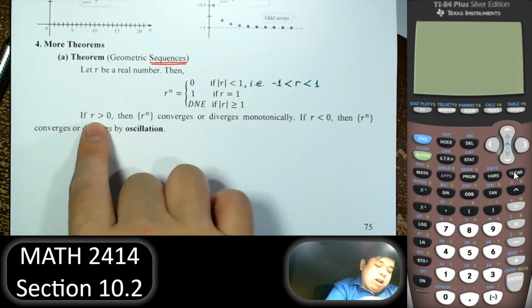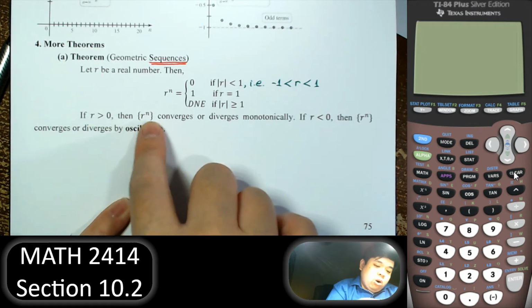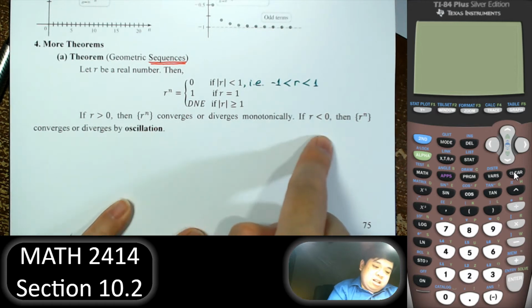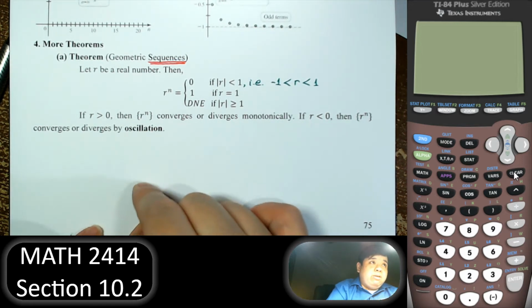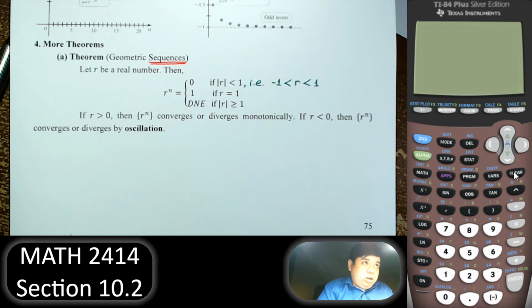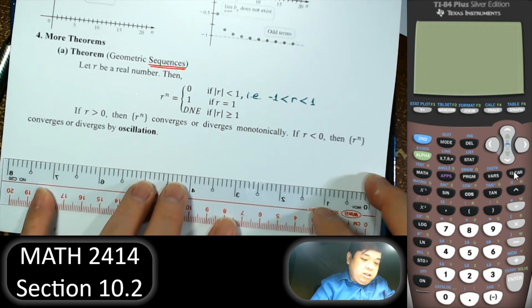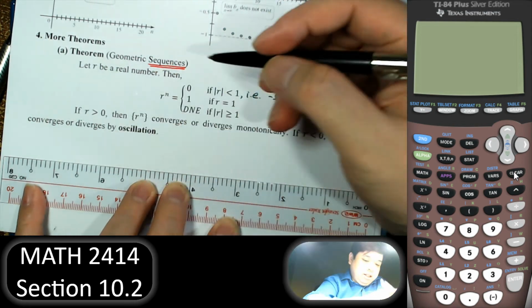If R is greater than 0, then it converges or diverges monotonically. If R is less than 0, it converges or diverges oscillationally. If R equals 0, then it's just 0, right? 0 raised to any power is still 0. So it is a constant. So we're not talking about that. Right. So I leave some space here so we can draw a line and summarize what we have.